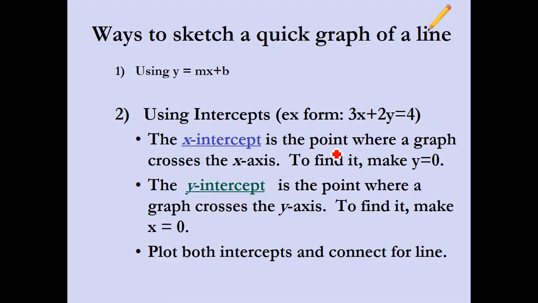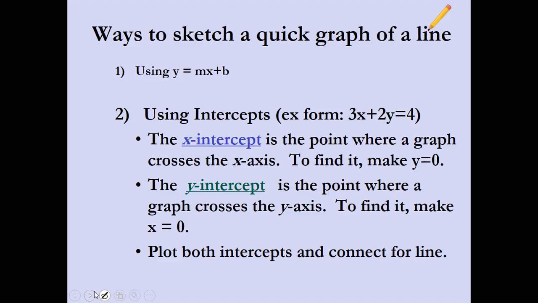So when you use intercepts, the x-intercept is the point where a graph crosses the x-axis. To find it, we're going to make y equal to 0. The y-intercept is the point where the graph crosses the y-axis. To find it, we're going to make x equal to 0. So notice the opposite relationship there. To find a y-intercept, I make x equal to 0. To find an x-intercept, I make y equal to 0. Then we can plot those and connect to draw the line.